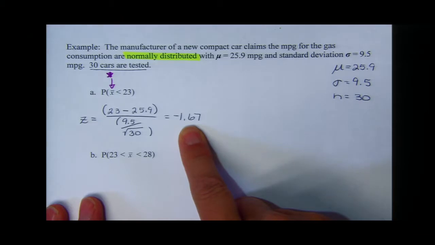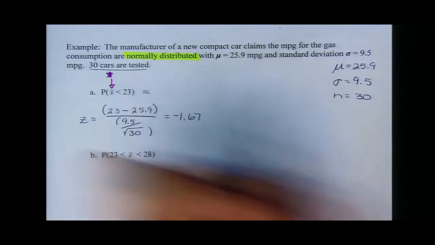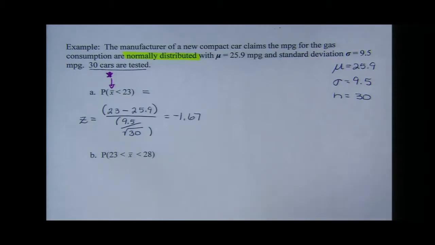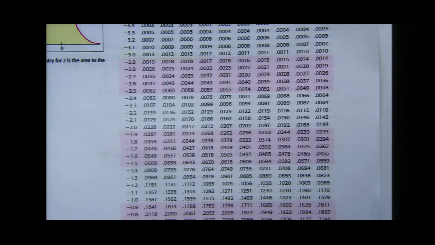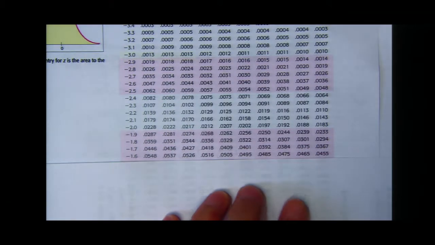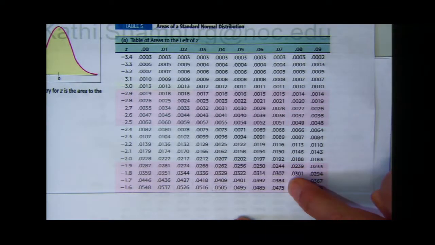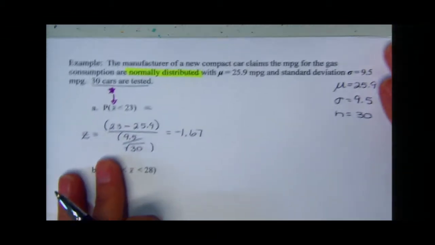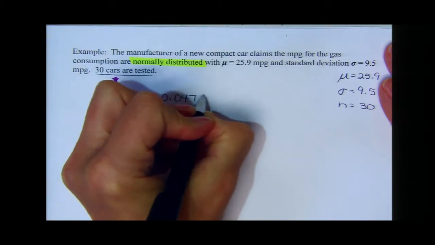I'm going to go to the table and locate that number, and since it's a less than, then I just use the number from the table. So negative 1.67. So negative 1.67, 0.0475. So this equals 0.0475.